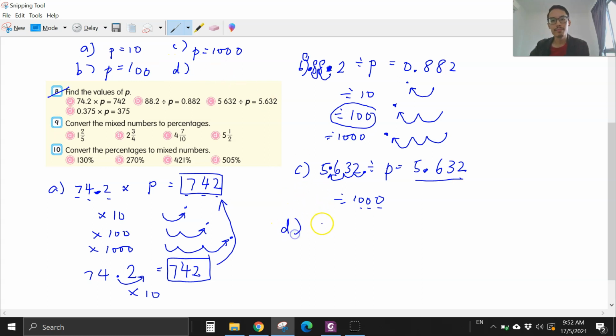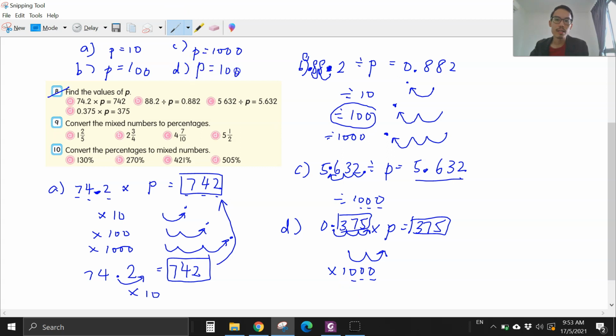Now D, 0.375 times P equals 375. Now when you times, you move the decimal to the right. So how many times do we have to move? From here, 1, 2, 3. So 3 times, it becomes 375 like the answer. So 3 times is 1000, because 3 zeros, 3 times. So for D, P is 1000. Okay?